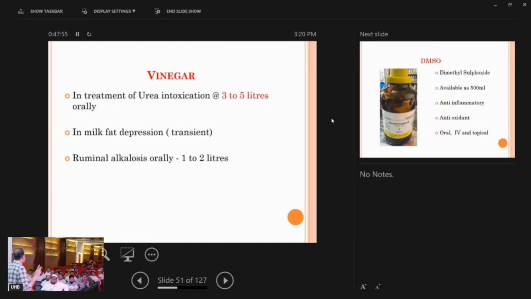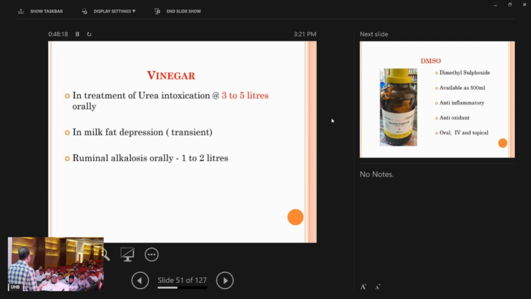And next is vinegar. Has anyone used vinegar in case of urea toxicity? Suppose the farmers keep urea for irrigating the paddy or other fields. Sometimes the animal will go and accidentally consume it, or sometimes it is contaminated in the water and the animal gets intoxicated.